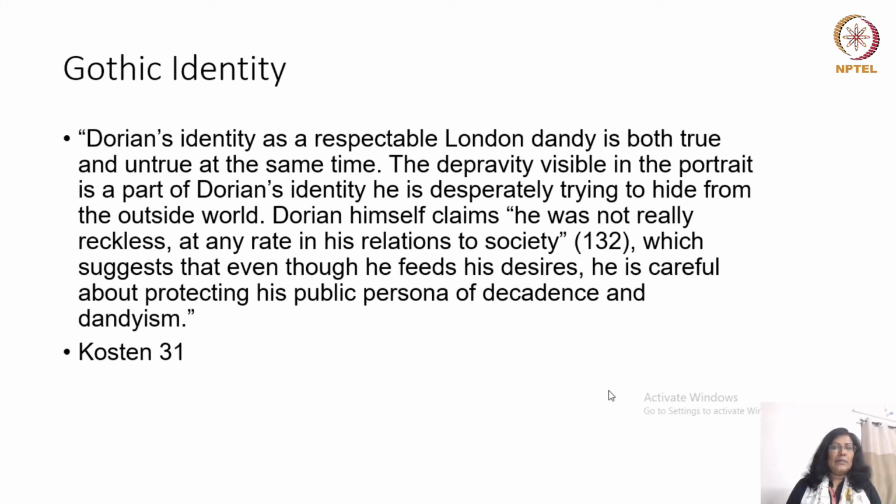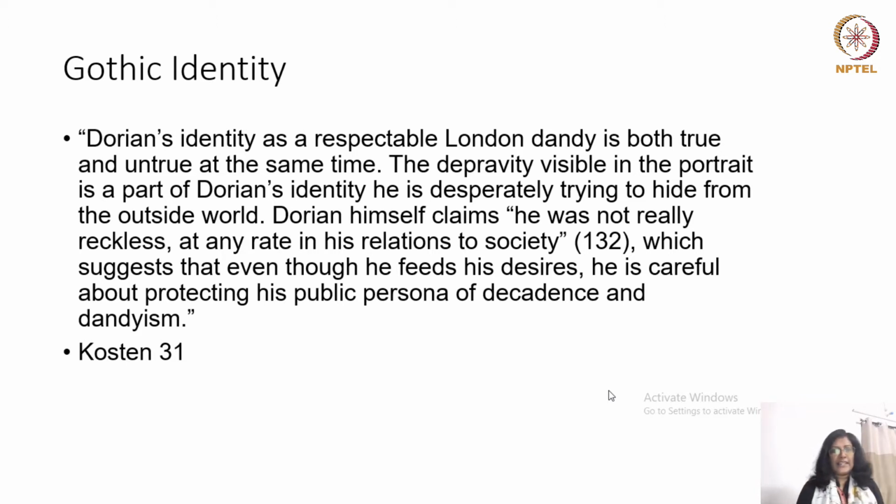Dorian's identity as a respectable London dandy is both true and untrue at the same time. The depravity visible in the portrait is part of Dorian's identity, as he is desperately trying to hide it from the outside world. Dorian himself claims he was not really reckless, at any rate in his relations to society, which suggests that even though he feeds his desires, he is careful about protecting his public persona of decadence and dandyism.